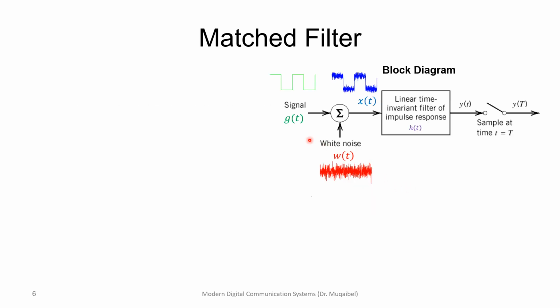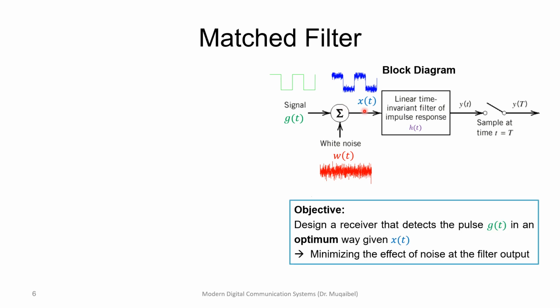Now we look at the following example where we have a signal g of t. I am representing the signal with green color. The noise is the red part of the problem, and then we have the resultant curve, which is nothing but the sum of the two. We will assume that there is a block diagram with a linear time invariant system with impulse response h of t, shown in purple, and we'd like to have this to get the optimum decision.